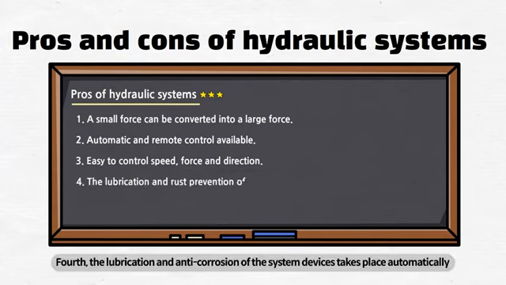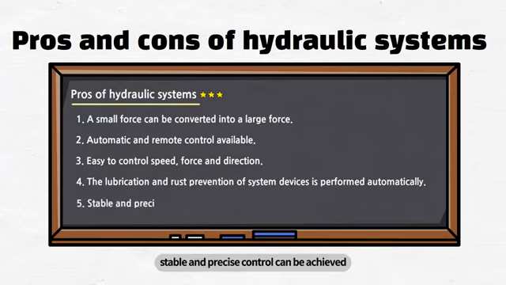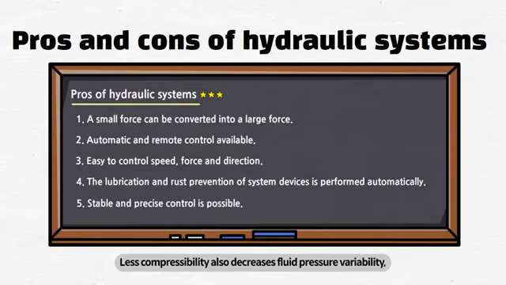Fourth, the lubrication and anti-corrosion of the system devices takes place automatically. This is because the oil circulates to automatically perform lubrication and anti-corrosive actions on the system devices, thereby effectively reducing wear and corrosion problems. Fifth, stable and precise control can be achieved. As liquid is used as working fluid, it is less compressible than the pneumatic system that uses gas as working fluid. Less compressibility also decreases fluid pressure variability, ensuring more precise control.